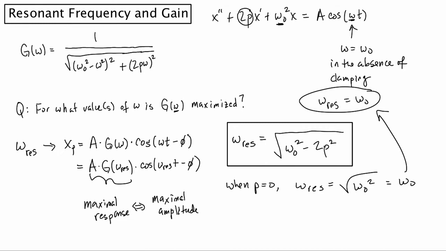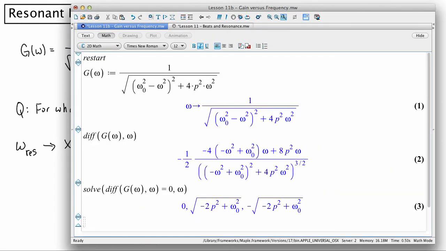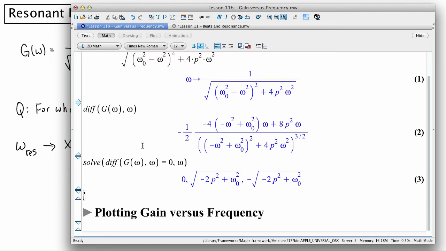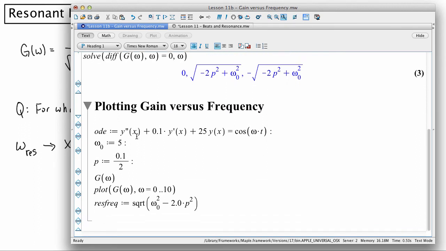Let's bring Maple back in. We're going to do an example with this now. On your Maple lab, you have a couple of problems where you're going to look at plotting the gain versus the frequency. So I wanted to take a look at that with you. So I have a differential equation here.